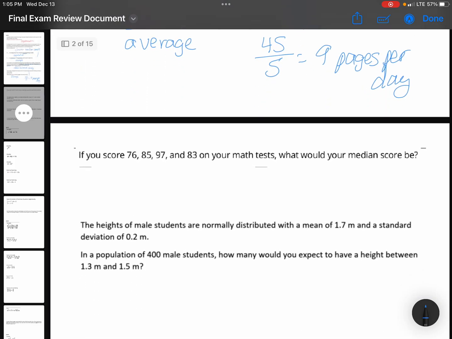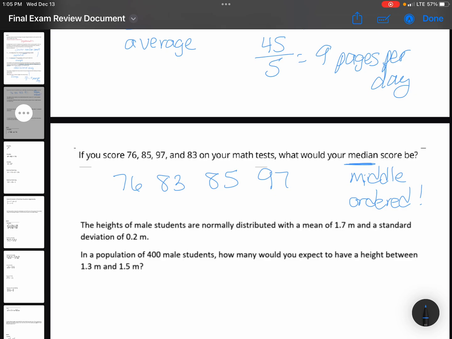Oops, sorry. The next question says if you score 76, 85, 97, 83 on your math test, what would your median score be? That would mean the one that is in the middle. And it is important that they must be ordered, okay? They must be ordered. So you just want to put these in order. So we've got 76, 83, 85, and 97. Now, as you can see, we do have an even number. So these two are in the middle. And so you find the average between 83 and 85, which would be 84. So 84 would be the median.